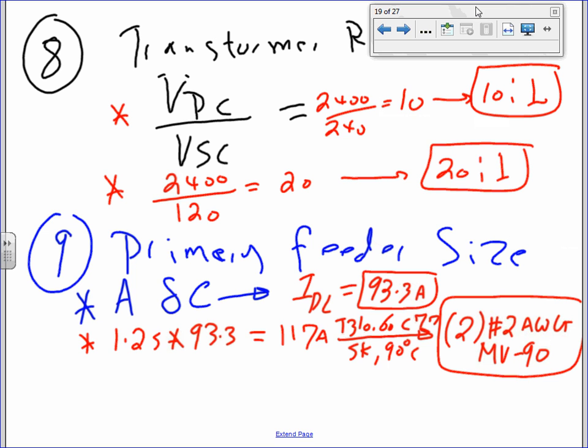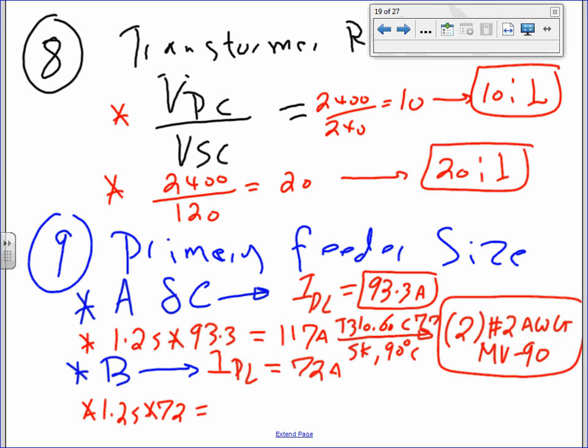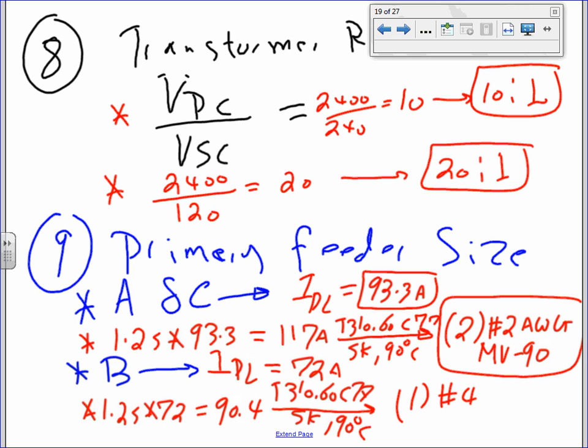Now let's do phase B. For B, guys, the I primary line for B was 72, only 72 amps. Then same thing, 1.25 times 72. That will get me 90.4. And gentlemen, if you take this one to the same table, table 310.60 C77, 5K, 90 degrees Celsius, you go to the 5K column, 90 degrees Celsius. You're going to end up with one conductor, number 4 AWG, MV-90.